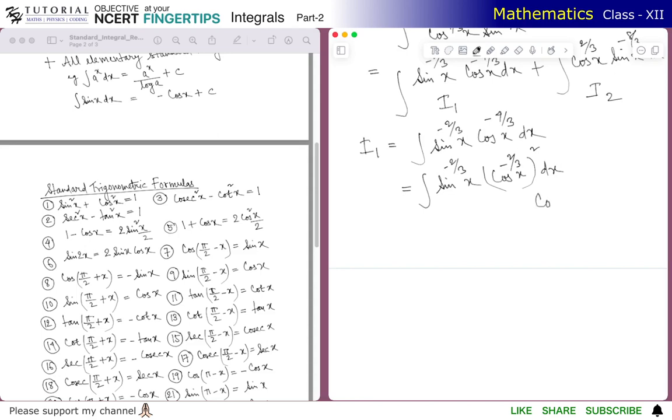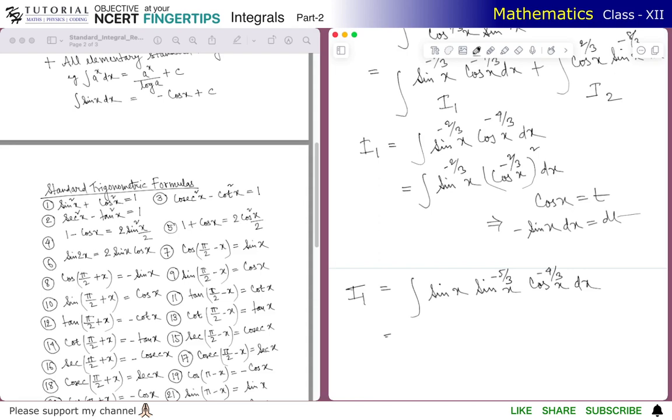Let's substitute, see what happens. Equals t. This implies minus sin x dx equals dt. So I1 becomes, if from the sine to the power minus 2 by 3x we bring out sin x, then what remains? 1 minus, what remains? Minus 2 by 3 minus 1, minus 5 by 3, this, and we have cos this thing.